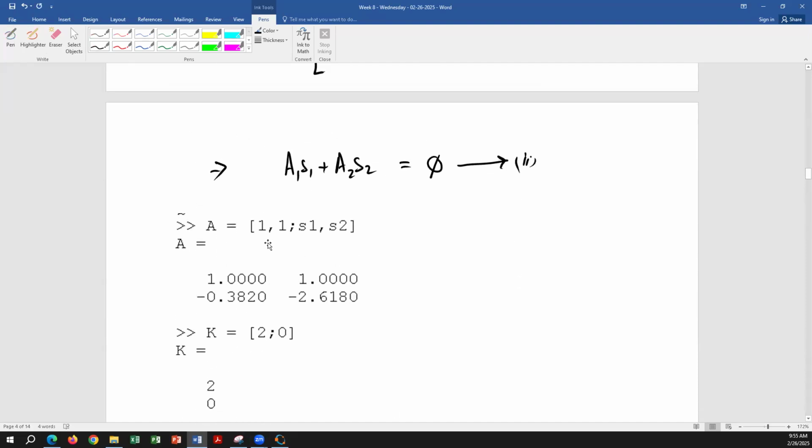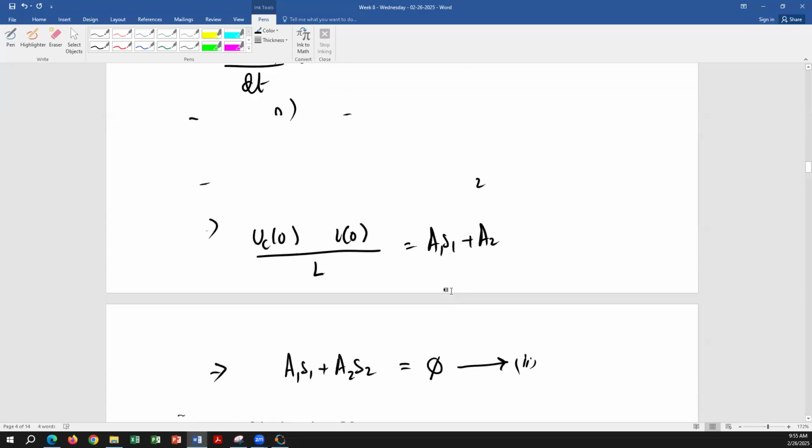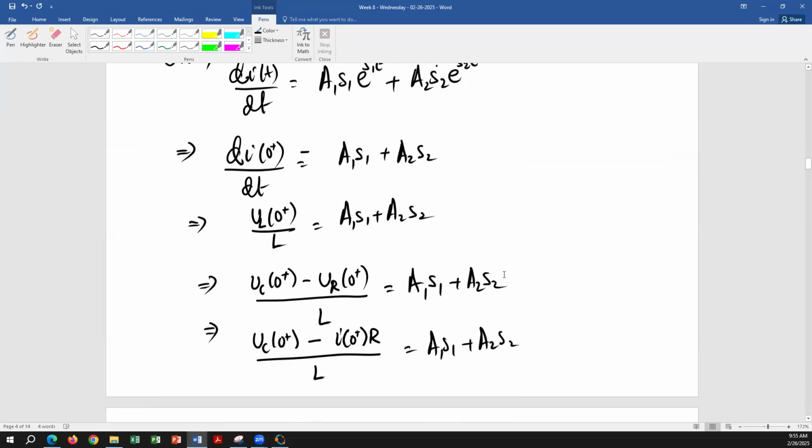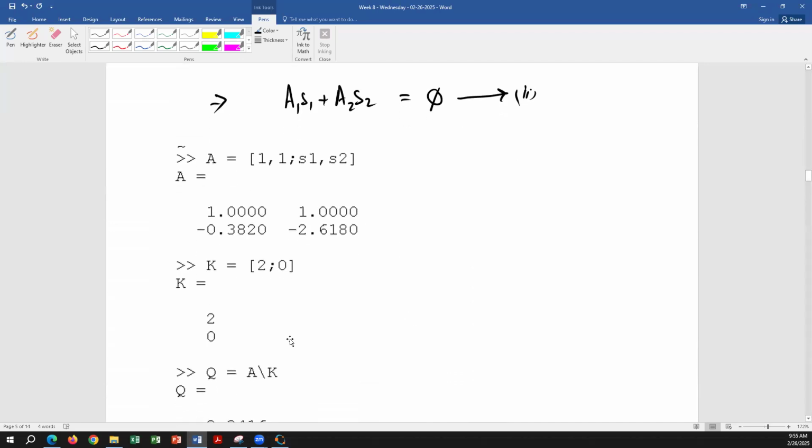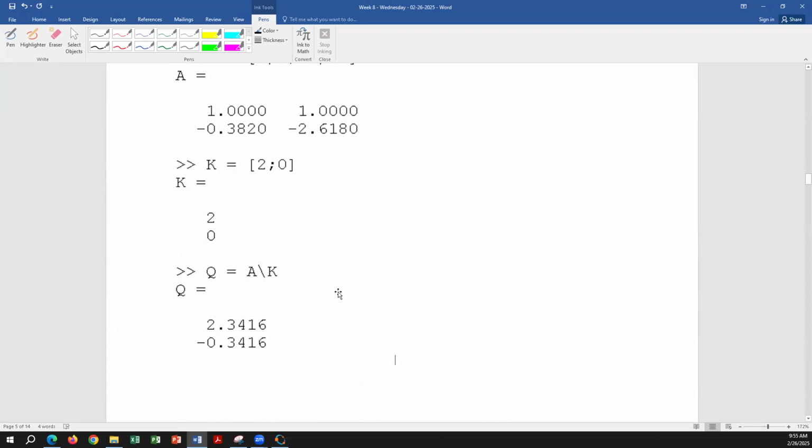So my coefficient matrix is, I should have called it something else except A, but anyways, the coefficient matrix is 1 and 1 from the first row, and from the second is S1 and S2. So this is my coefficient matrix, and my constant vector is 2 from the first one, 0 from the second. So my values of A1, A2, I saved them in Q. So this is my A1, and this is my A2.